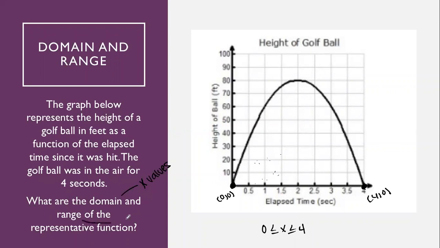Range is my what values? Y values. What's the lowest Y value? And what's the highest Y value? 80. 80 is the highest Y value, this point right here. This is also called the what? Maximum and vertex. Awesome. Maximum and vertex. Okay. So the highest Y value is 80. So my range would be 0 is less than or equal to Y is less than or equal to 80.